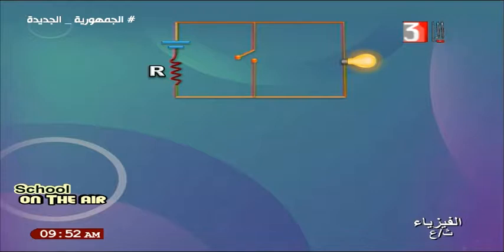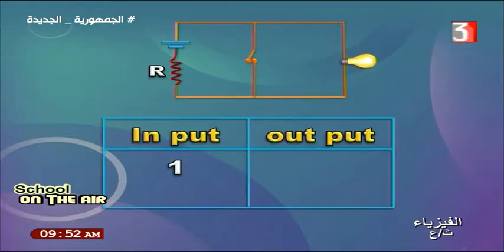Okay, so let me take it one by one. Input is the switch. And what does it mean? It is given 1, it is closed. What happens when I close the switch? I'm depriving the bulb from the current. So it is equal to 0. So it is inverter connected. It inverts from 1 to 0.